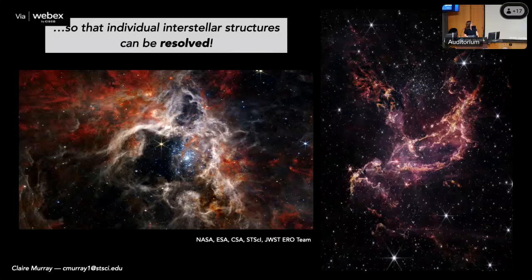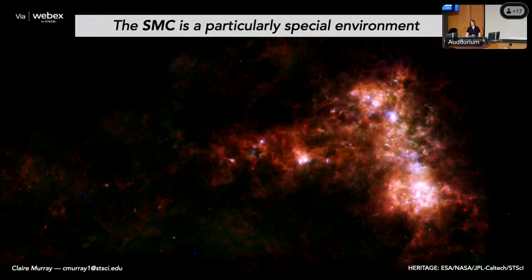In this talk, I'm going to focus in on the SMC, which is not the most commonly focused on of the Magellanic Clouds. The Large Magellanic Cloud is bigger. It's easier to understand, and I will tell you why. The SMC has a particularly special environment, and this is just a lovely picture of it from Herschel Heritage, showing that it is full of dust and has a lot of star formation activity going on.